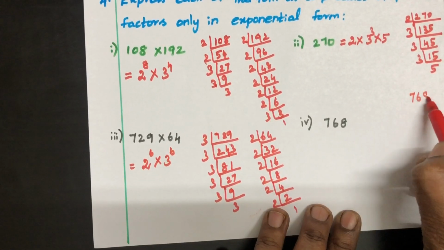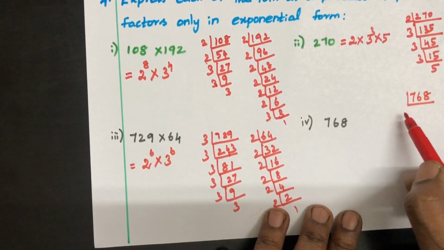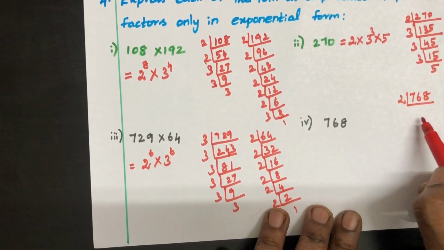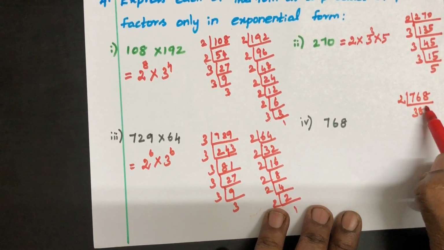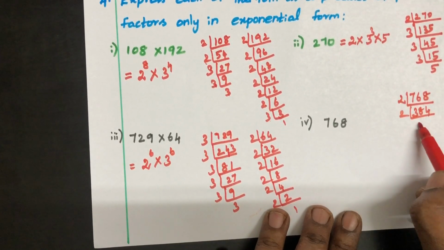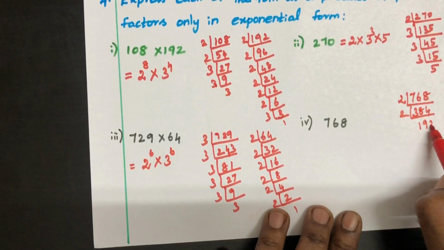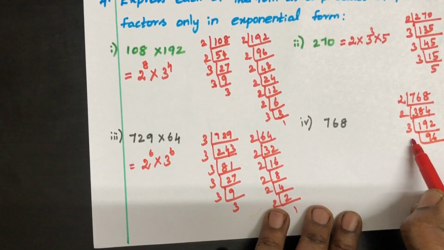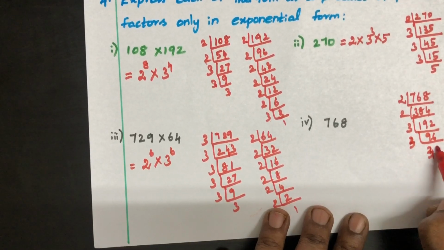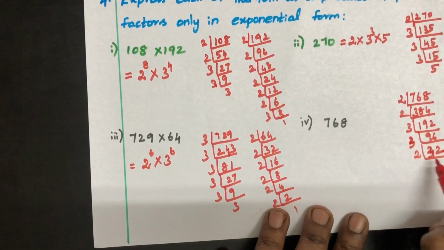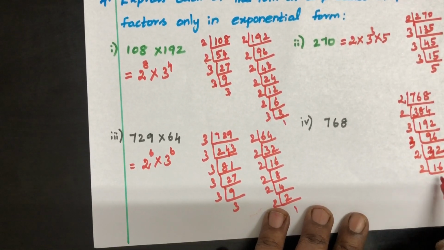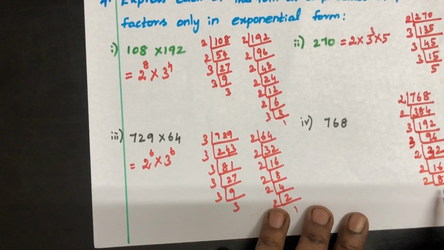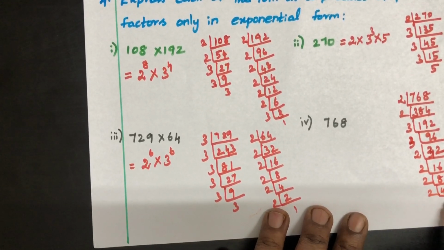Let us find the prime factorization for 768. 2 can divide this. 3, 8, 4. 2. 1, 9, 2. Again 3. 96. Again 3 can divide this. 32. 2 can divide this. 1, 6. 2, 8 times. 2 can divide this 4 times. 2 can divide this 2 times.